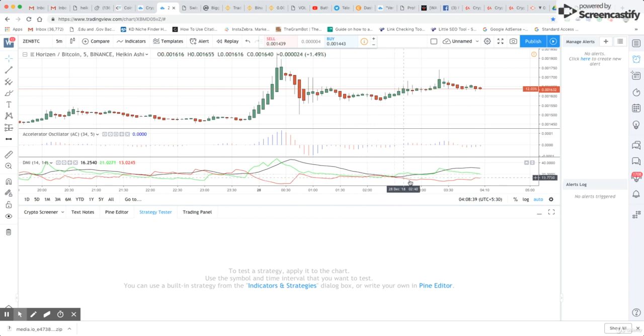So this is something we can consider as a consolidation, or you can call it sideways. So when you see this kind of thing, like regular crossing of green and red, this is sideways. Okay, when there is a good difference between the green line and the red line, you can see the red line is up, the green line is going down. This is downtrend.